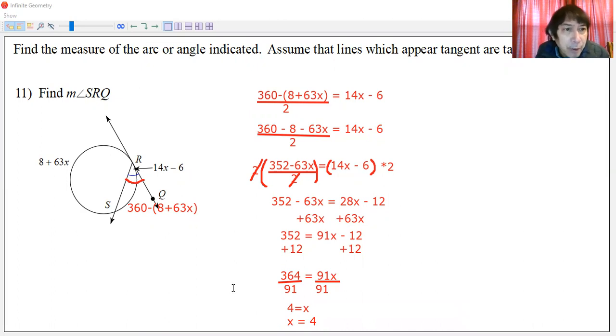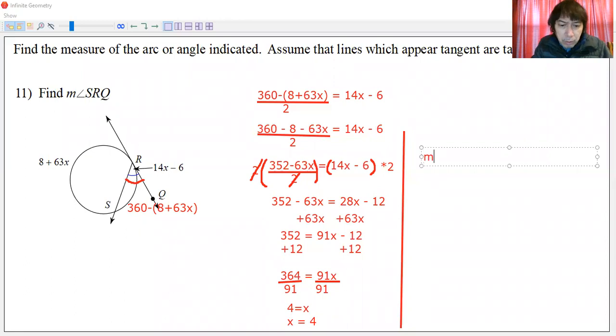We can now solve for the angle. Our angle is SRQ. Okay, SRQ. We shall solve for the angle. All right, this will be the measure of the angle SRQ is equal to 14x minus 6. 14x minus 6, and this is supposed to be angle. Okay, yes, the symbol is angle there.